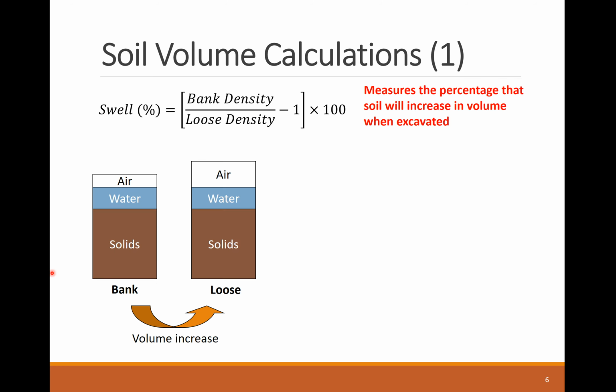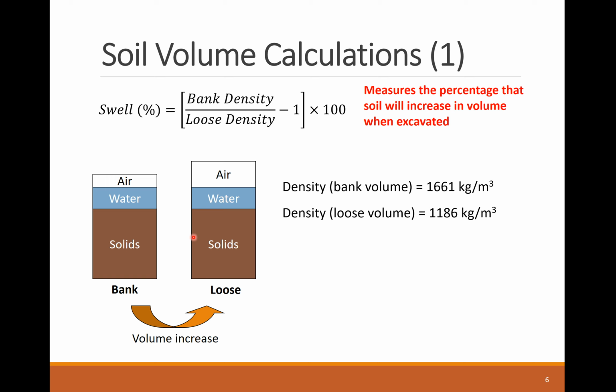The volume increase of the soil from its bank to loose state can be quantified using the swell percentage factor. It's a percentile value, which can be calculated using the shown formula here. Swell percentage measures the percentage increase of the soil volume when it is excavated. During the swelling phenomena, the air voids of the soil expand for the same weight of solids and water. This means it's always expected that the loose density is less than the bank density, as you can see in this example.